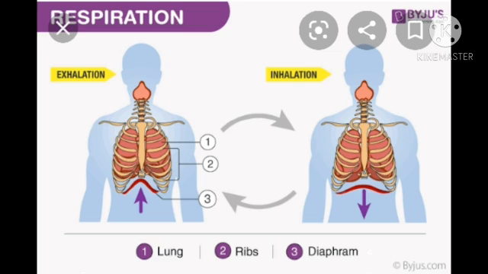So each of these cells requires what? Oxygen to break down the food and obtain energy. So the intake of air rich in oxygen is the first step, and this is called inhalation. Whereas the removal of air rich in carbon dioxide is called exhalation or breathing out, because carbon dioxide is not required by our body, so it is compulsory to remove it from our body.